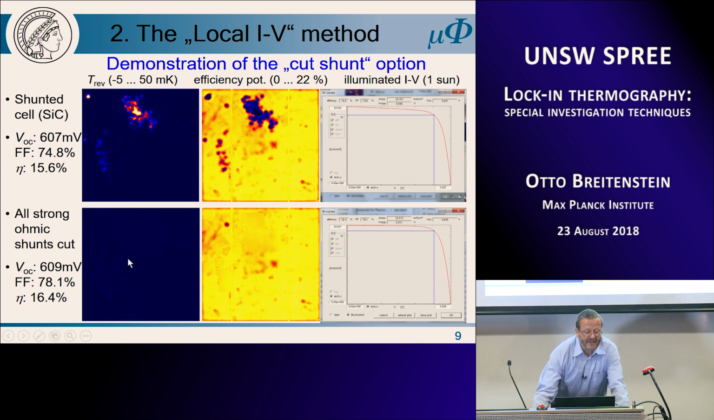So all ohmic shunts are cut. These are J02 shunts, which I have not cut. And if you compare the illuminated characteristics here, this looks much better than this one. And again, here we have fill factor improvement and an improvement in particular also of the efficiency due to these shunts. This was reported already in the first talk. I just showed you how it's being done.